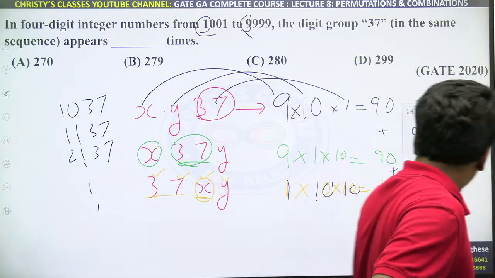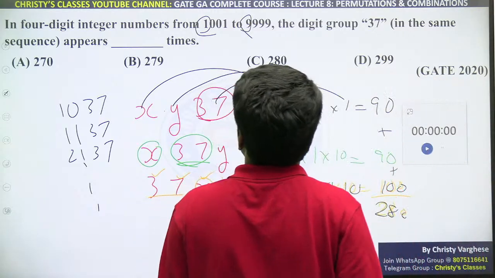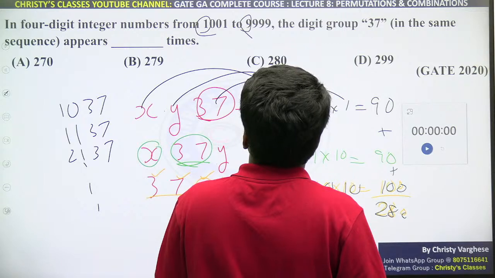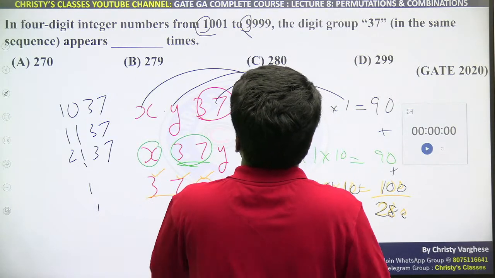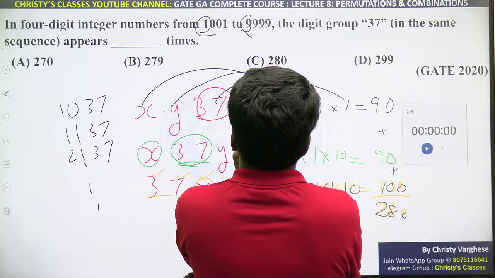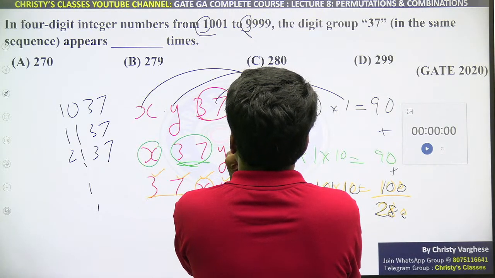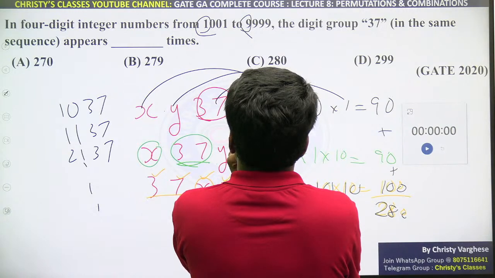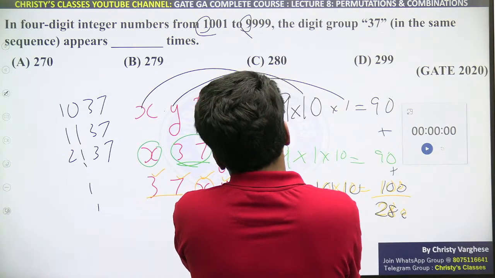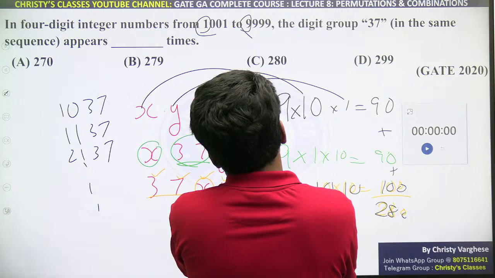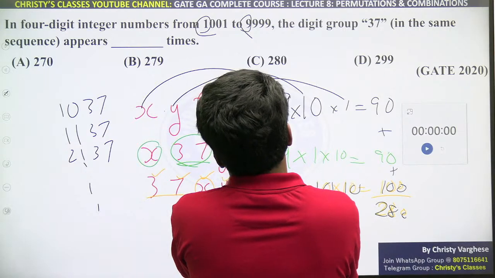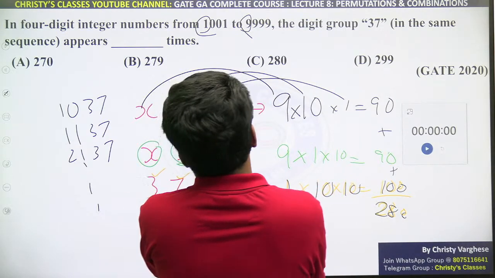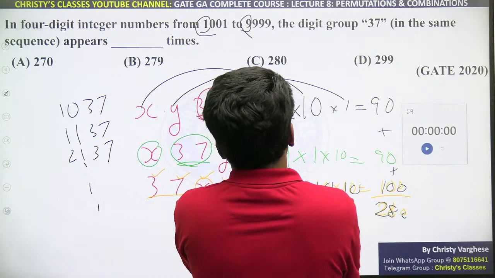Why 90, Muskan? Okay, sorry, one second. 1 to 9. 4-digit numbers from 1001 to 9999.